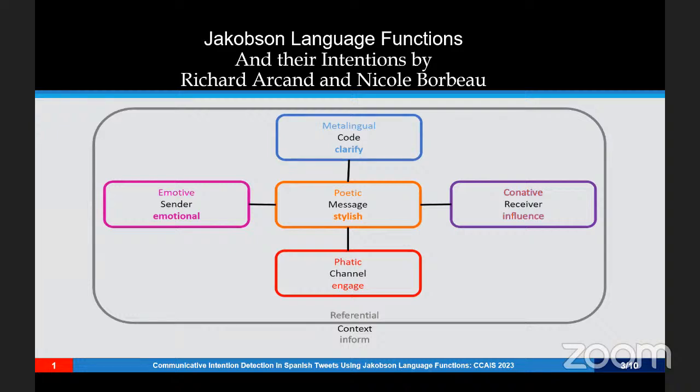Phatic function centers on the communication channel. Its intention is to maintain contact. Metalinguistic function refers to the code itself. Its intention is to clarify aspects of the code. Finally, poetic function focuses on the message itself. Its intention is to stylize the message rather than its content.